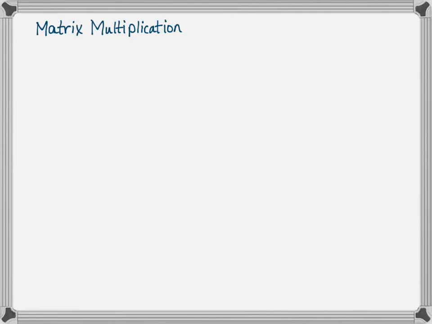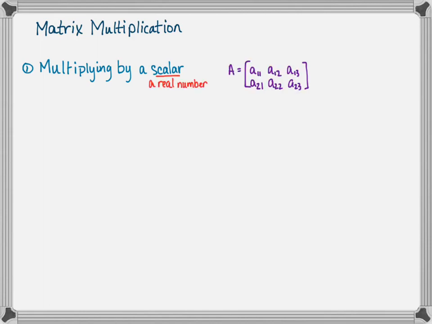Matrix multiplication. There are two types of multiplication with matrices. The first type is multiplying a matrix by a scalar, which is a real number. So, for example, let matrix A be A11, A12, A13, A21, A22, A23.